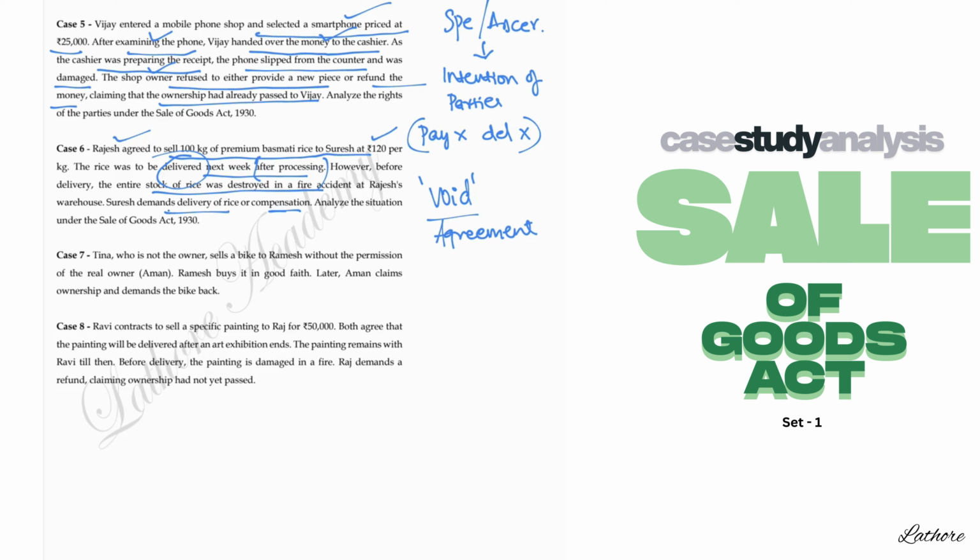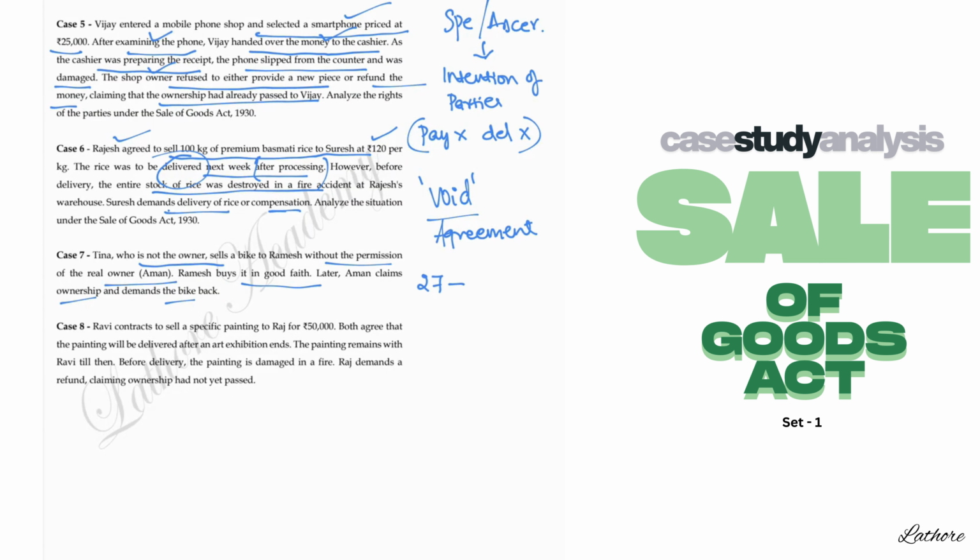Moving on to the next case study. Tina, who is not the owner, sells a bike to Ramesh without the permission of the real owner. Ramesh buys it in good faith. Later, Aman claims ownership and demands it back. Students, this is a case of sale by a non-owner. Section 27 talks about this.